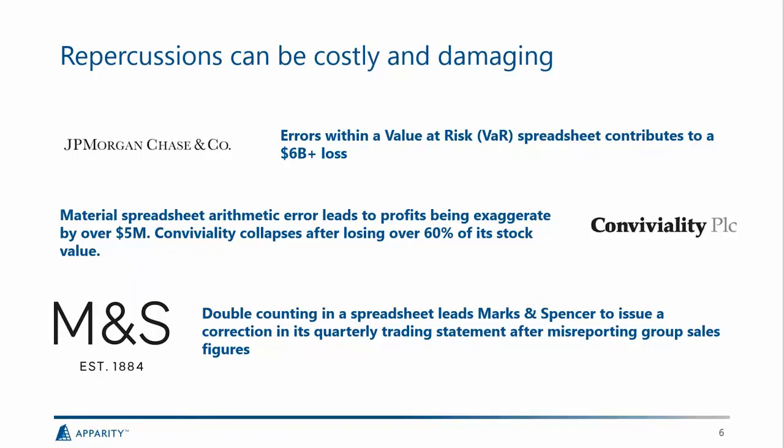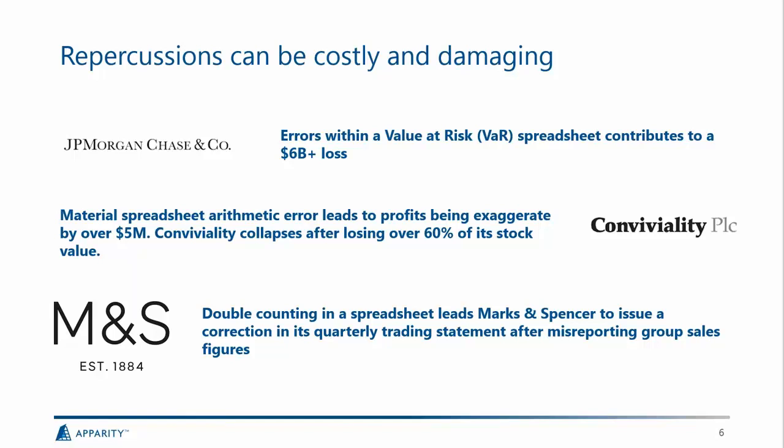A company called Conviviality, actually in the United Kingdom, had an arithmetic error where they had a plus in the spreadsheet that should have been a minus. They exaggerated profits accidentally by over $5 million and had to restate their earnings. This led to their stock price losing over 60% of its value, and they ended up having to get bought out by another company.